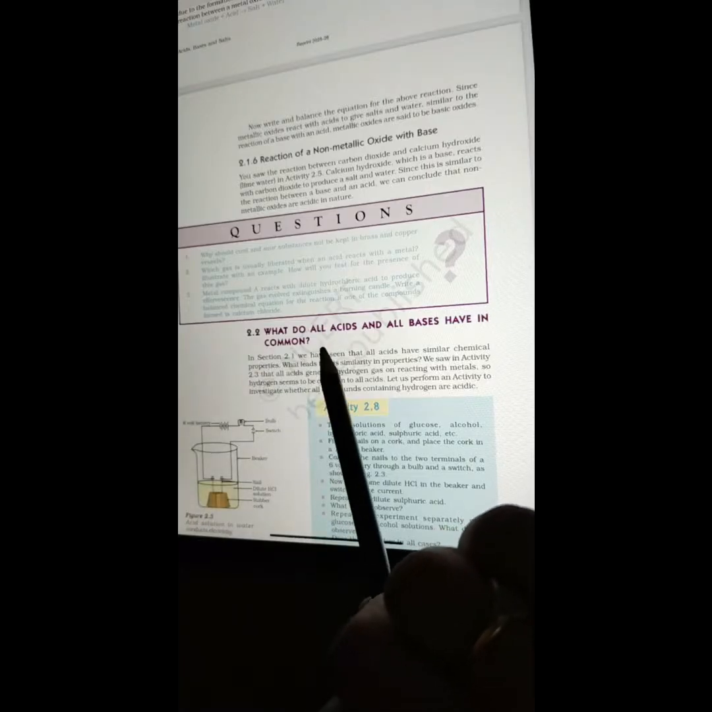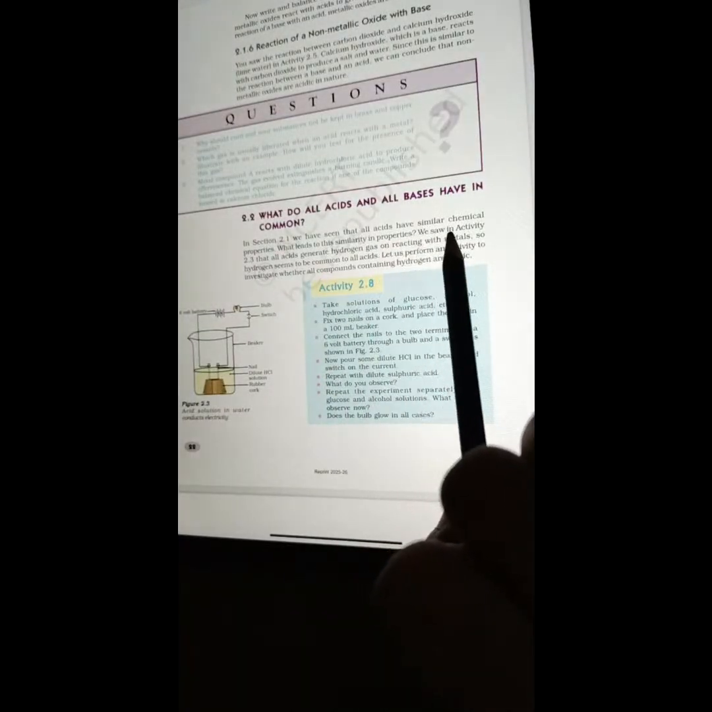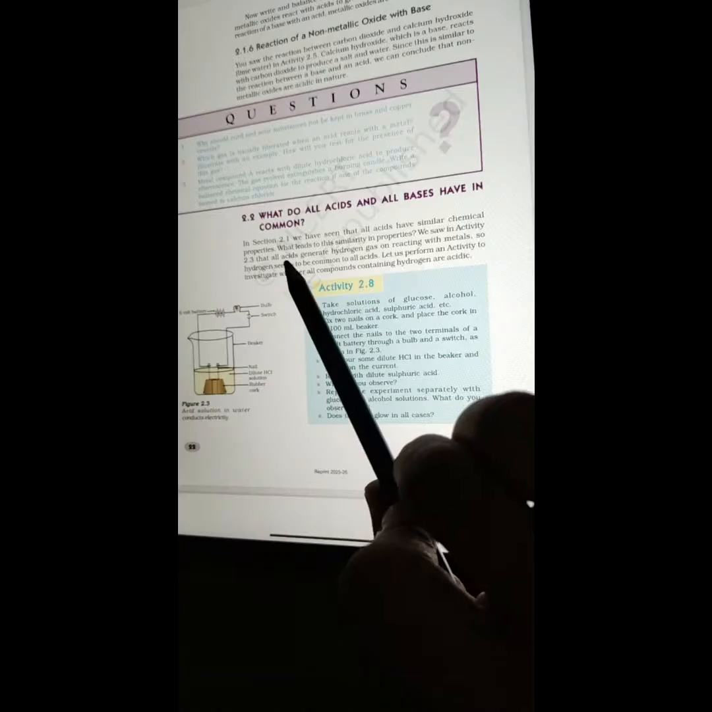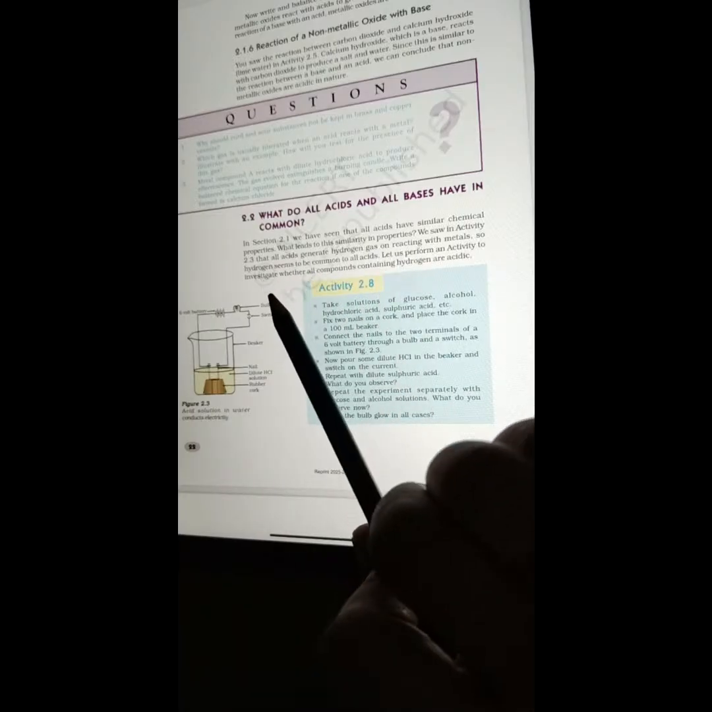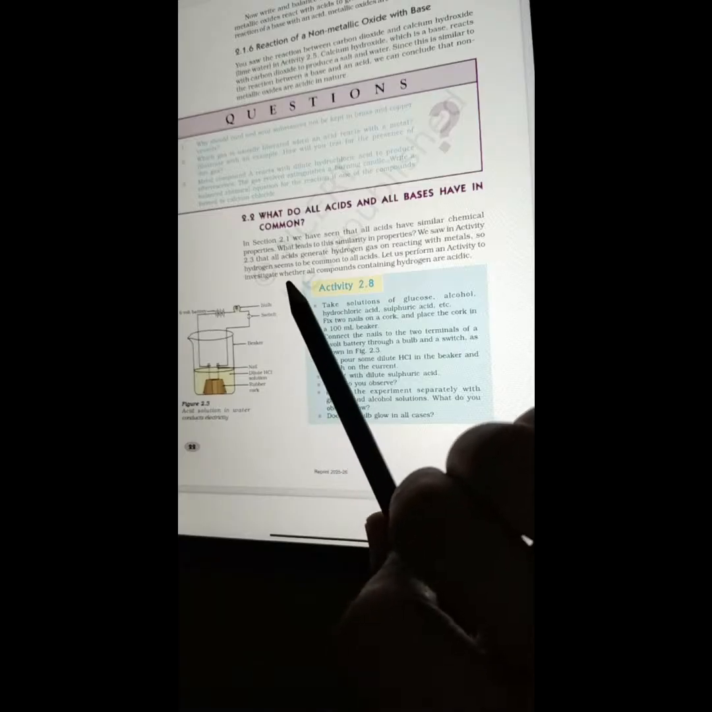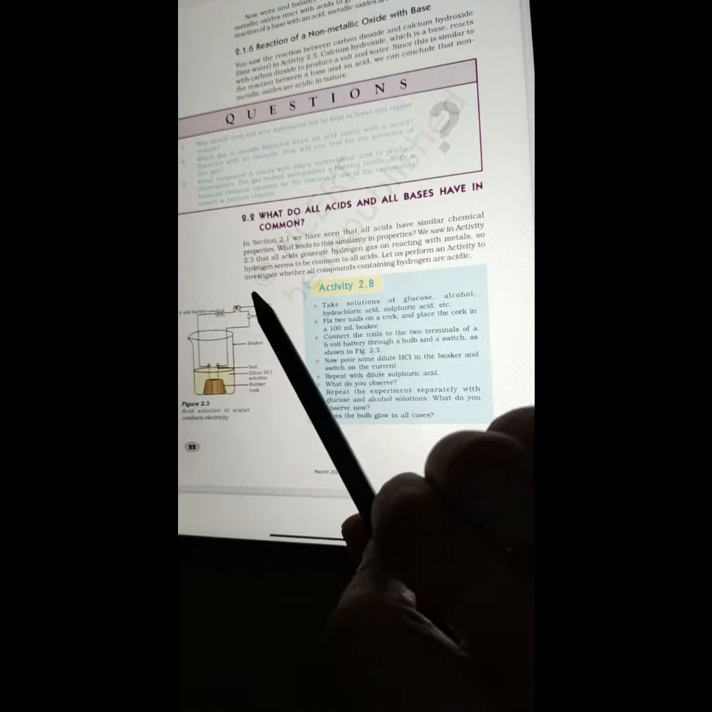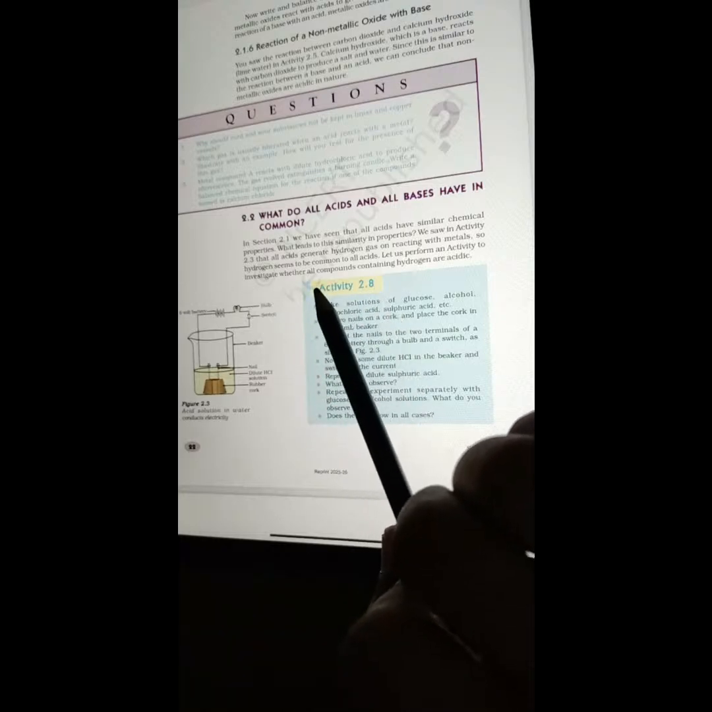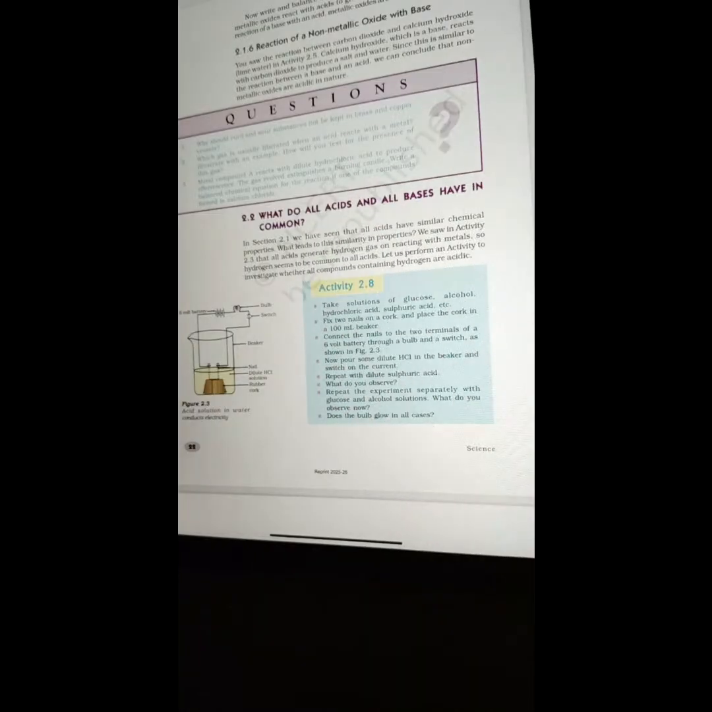2.2, what do all acids and all bases have in common? In section 2.1, we have seen that all the acids have similar chemical properties. What leads to this similarity in properties? We saw in activity 2.3 that all the acids generate hydrogen gas on reacting with metals. So, hydrogen seems to be common to all the acids. Let us perform an activity to investigate whether all compounds containing hydrogen are acidic.